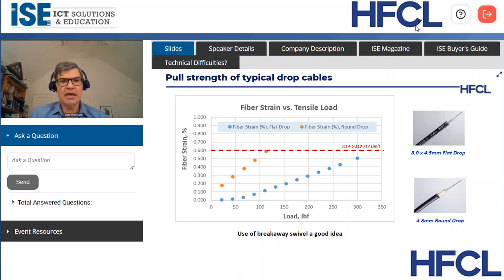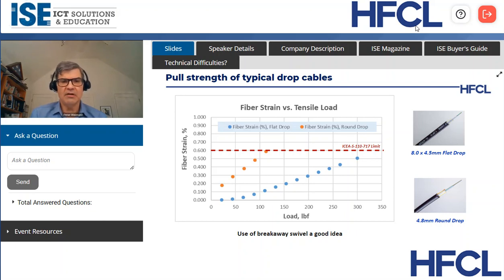Again, the round drop isn't quite as tough or doesn't quite have the strength of the flat drop. This is a plot of fiber strain versus tensile load for the two cables, where we essentially put it on a test bench and pull it, and we have a special instrument that can measure how much the fiber is stretched.